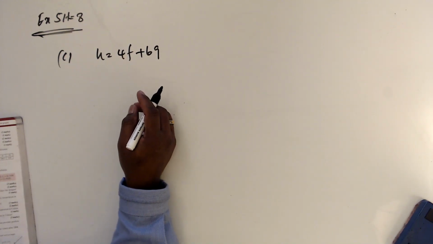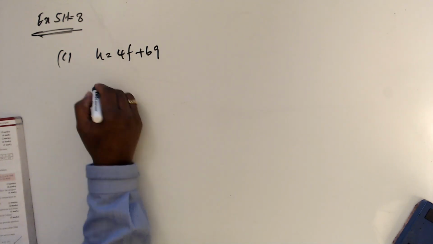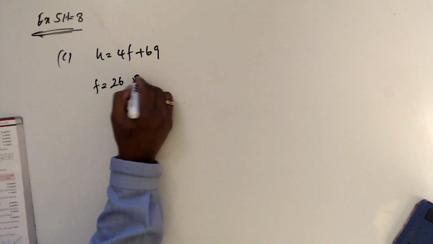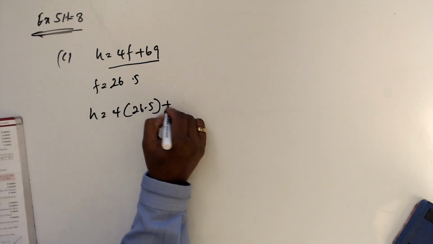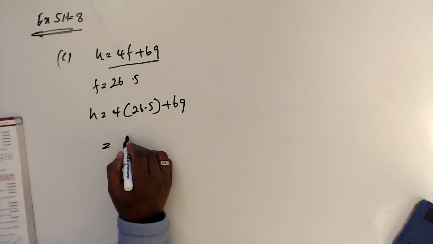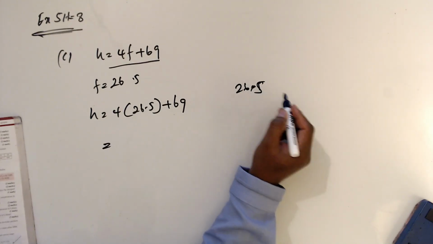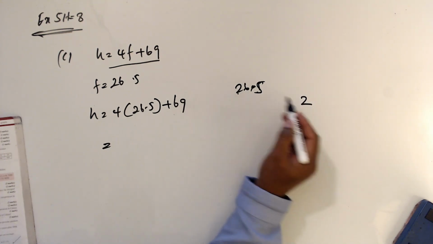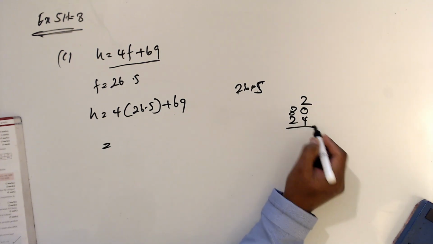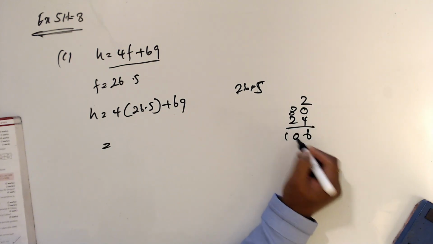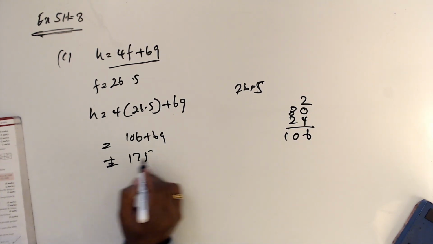Part C. Now I need to calculate the expected height of a person with foot length f equal to 26.5. From this equation, h equals 4 times 26.5 plus 69. 26 times 4: 0.5 times 4 is 2, 20 times 4 is 80, and 6 times 4 is 24. That gives 106. So 106 plus 69 is 175.